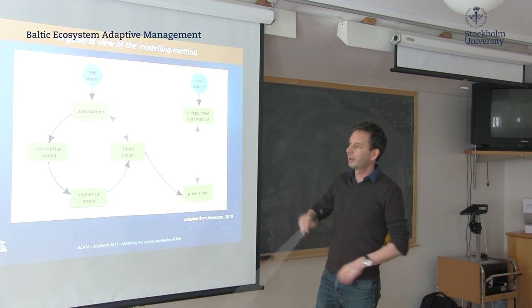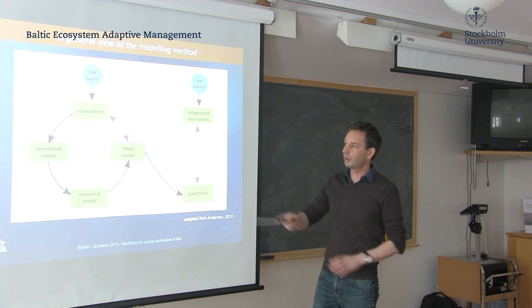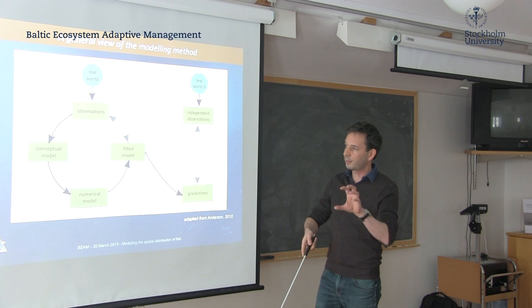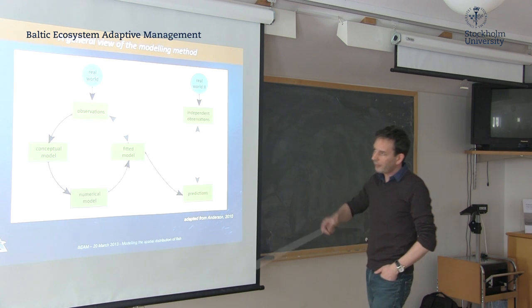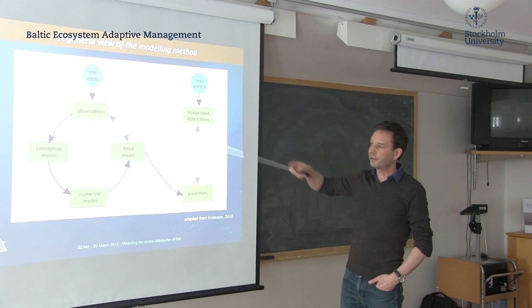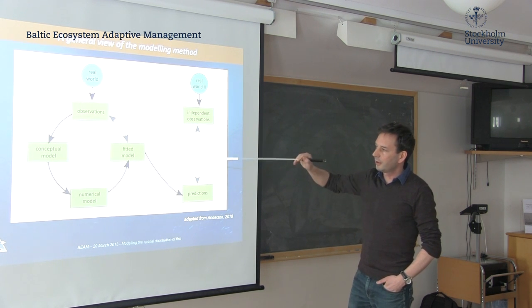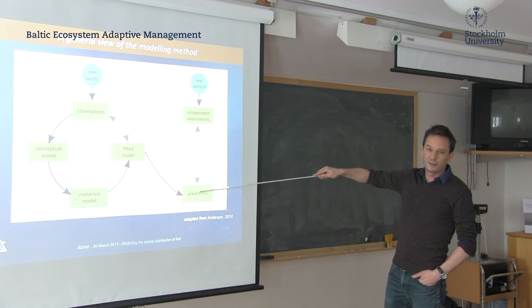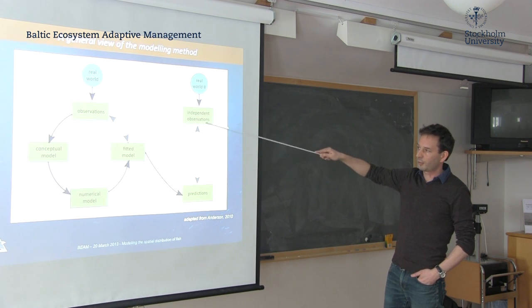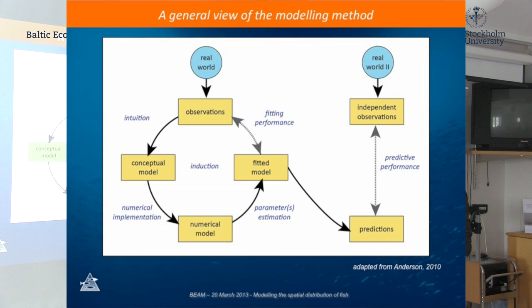So now we have the whole thing. That fitted model embeds our conceptual model, formulated in a particular mathematical way, and with parameters that have been evaluated against data. There are metrics for measuring the fitting performance. And now that we have this model, we can hope to make some predictions. And we can also evaluate the power of our model in terms of prediction. So note that it's different to evaluate the predictive performance of the model and the fitting performance of the model. This is done on an independent set of observations, which are coming from the real world in another state, in the future, in another place.